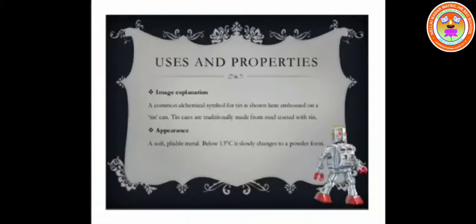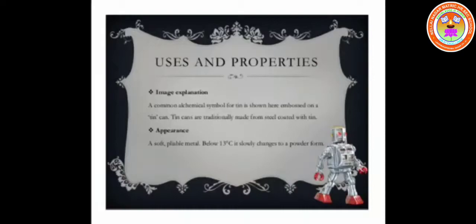Tin cans, we get many soft drinks from tin cans. So how do they prepare the tin cans? They first make them with alloy steel, then coat it with the element tin. The nature of tin is that it is a very soft, flexible, pliable metal. A new word you are learning today in chemistry is pliable metal. It means that it is flexible. The metal tin is flexible.